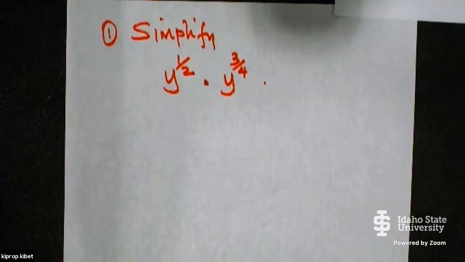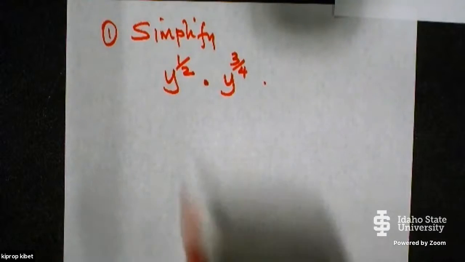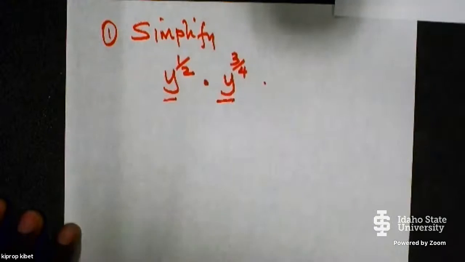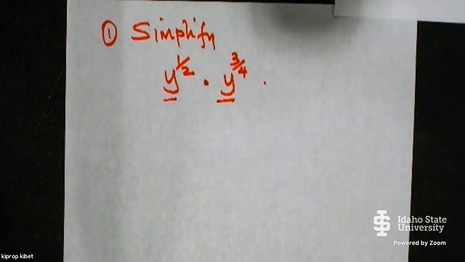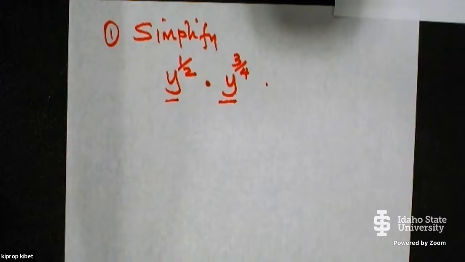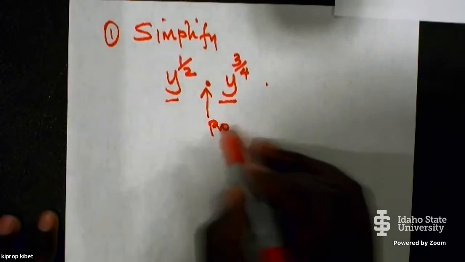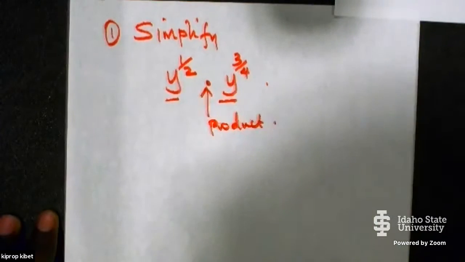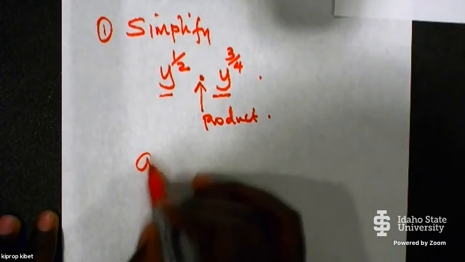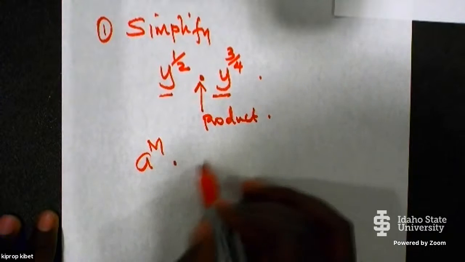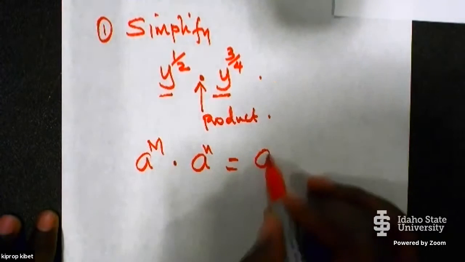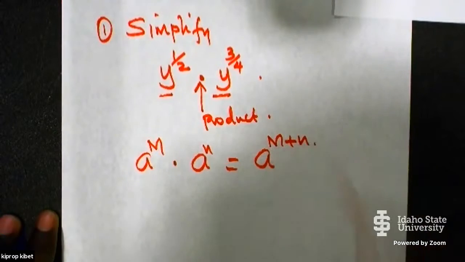So which kind of approach can we use this? So the bases are what? The bases are the same, right? So what do you do to the power if there is a product here? So this is a product. So if we have a raised to m times a raised to n, it is the same as what? A raised to m plus what? Plus n.